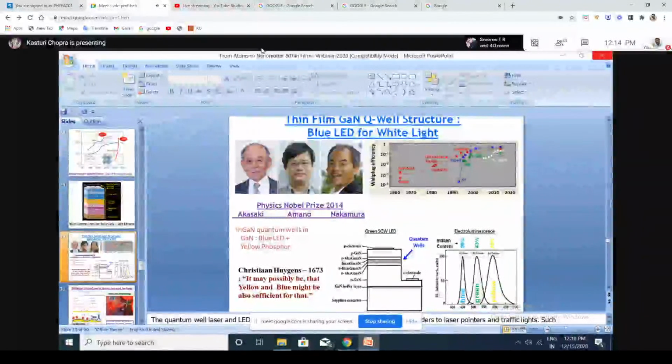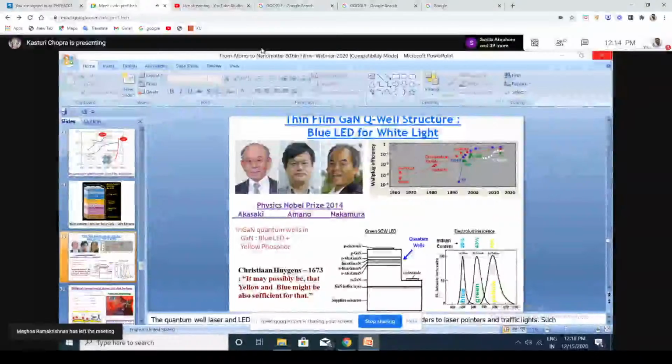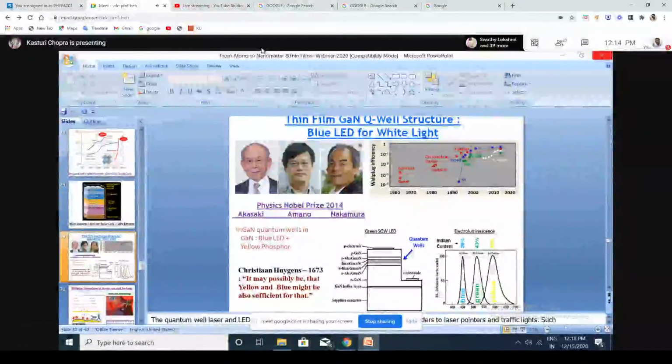Okay, so this is how they achieved very high efficiency, and of course they benefited from a very famous scientist, Christian Huygens, who predicted in 1673: if you want a white light, then yellow and blue might be sufficient. Some people thought you need green, blue, and yellow, but he said yellow and blue might, and that's exactly what these fellows have done. They gave us the blue LED for the first time, and of course they deserved that. They got a Nobel Prize in 2014. Okay, and this is all thin film technology.